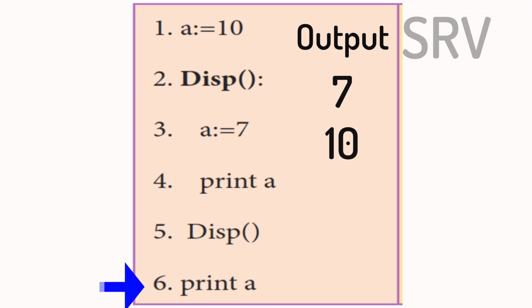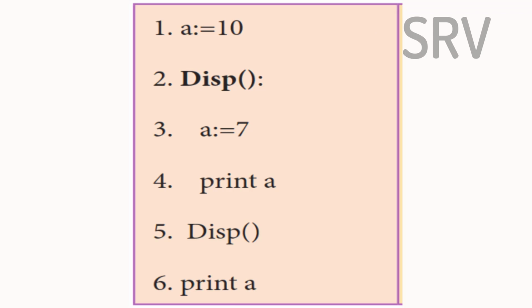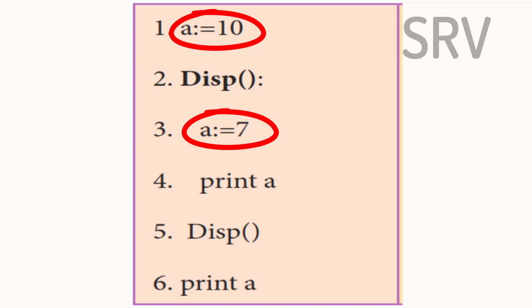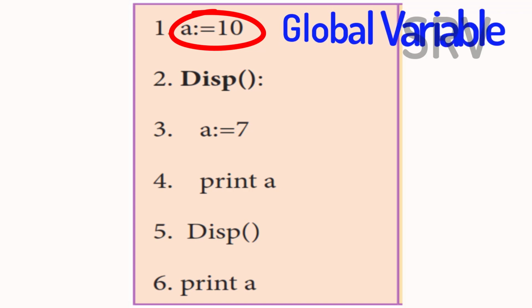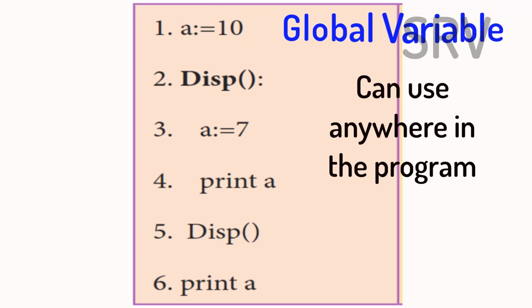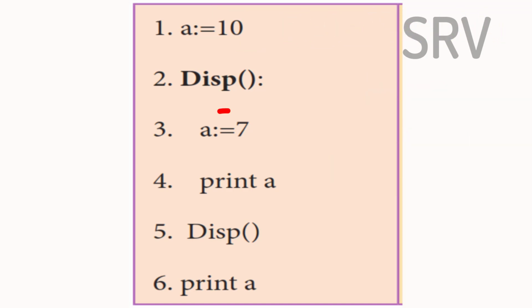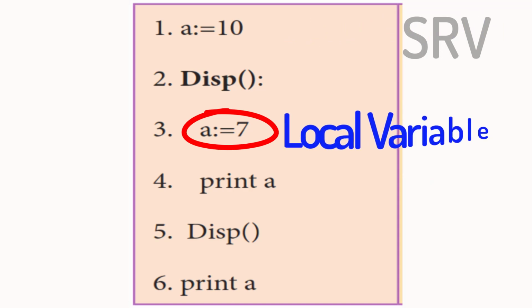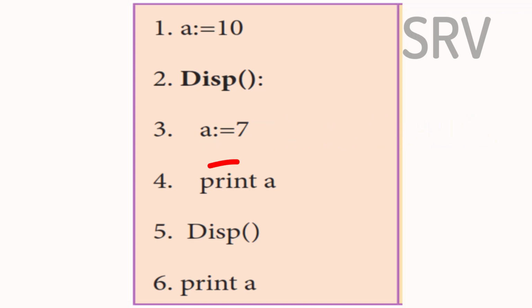So in this program we have defined a variable two times. One is outside a function, another one is inside a function. That variable that we have declared outside the function is a global variable. We can use it anywhere in the program. Whereas the variable that we have used inside the disp function is local to that function alone. So when we try to print the value of a inside the disp function, it has a value 7. But once we try to print the value outside the disp function, then it has a value 10. So it has a global scope. Here the variable a comes under global scope.